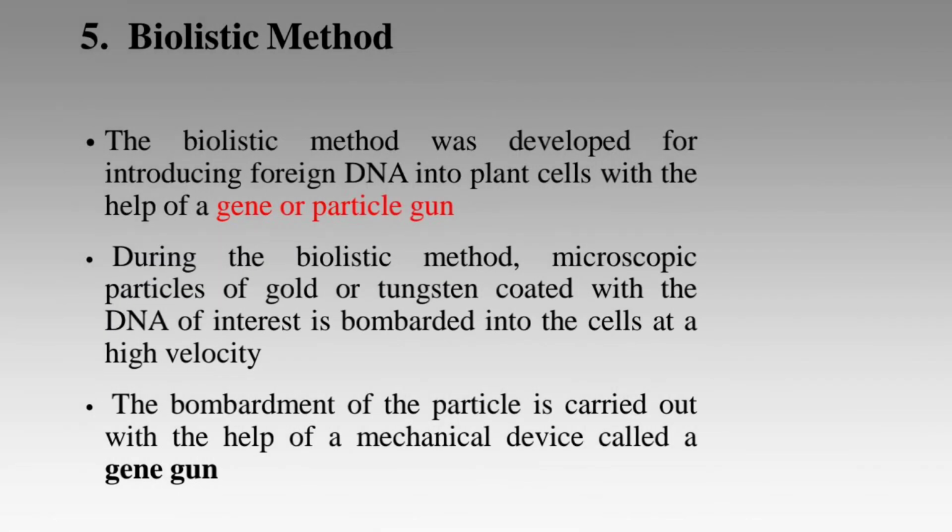Ballistic method. The ballistic method was developed for introducing foreign DNA into plant cells with the help of a gene or particle gun. During the ballistic method, microscopic particles of gold or tungsten coated with the DNA of interest are bombarded into the cells at a high velocity. The bombardment of the particles is carried out with the help of a mechanical device called a gene gun.